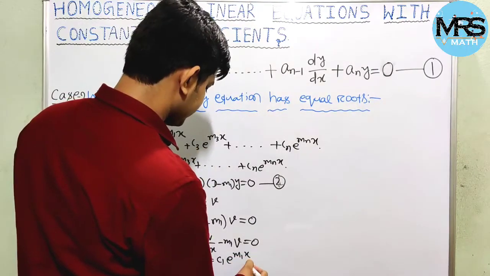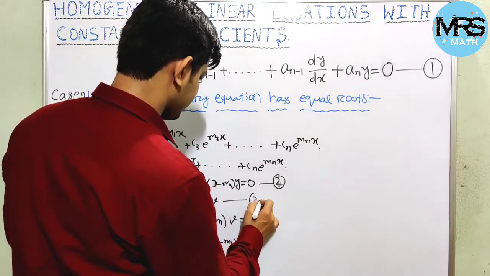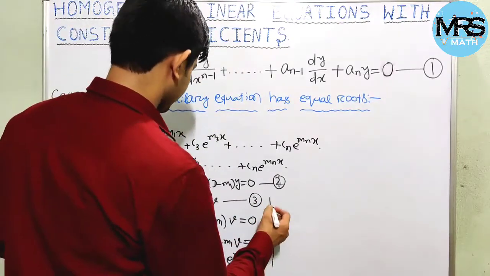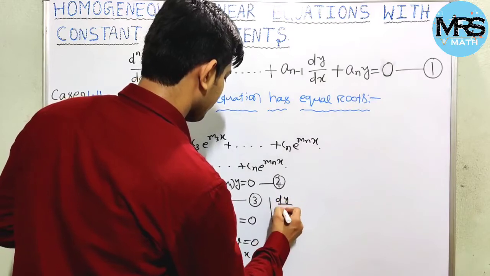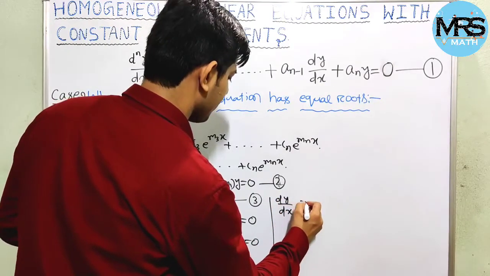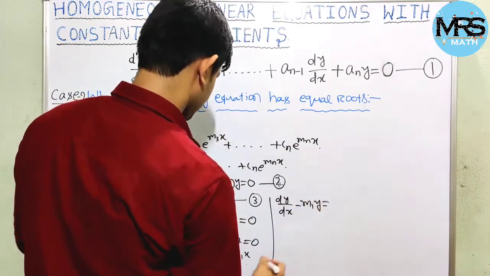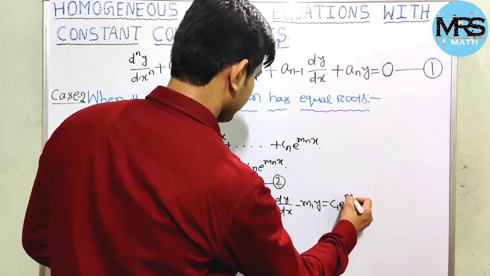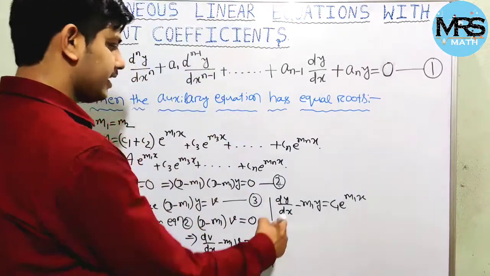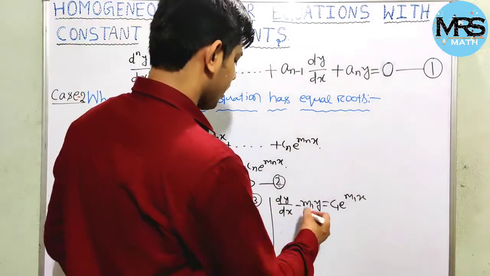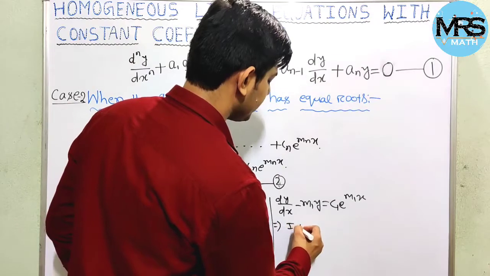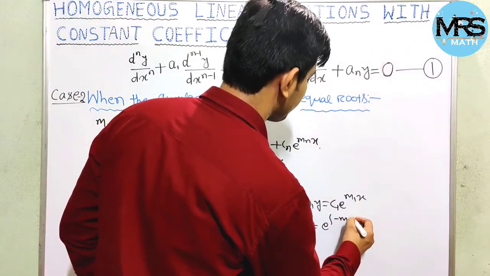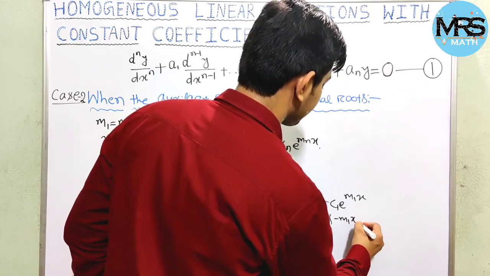So replacing this value in equation 3, what we get is dy by dx minus m1y is equal to c1 into e to the power m1x. So this is a linear equation. How will we solve this? By taking the integrating factor, that is e to the power integration of minus m1 dx.